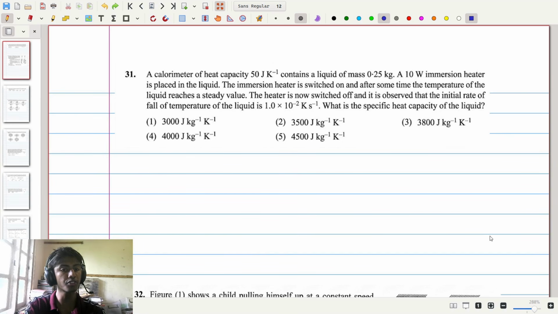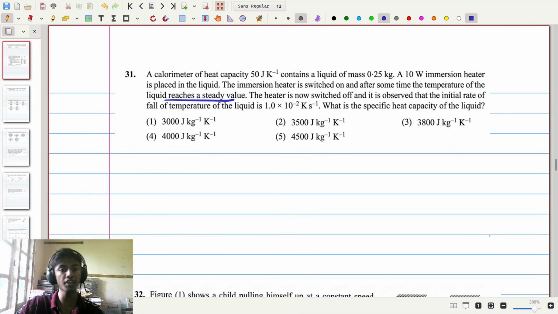Now moving on to the first question, question 31 says, a calorimeter of heat capacity 50 joule per Kelvin contains a liquid of mass 0.25 kilograms. A 10-watt immersion heater is placed into the liquid, the immersion heater is switched on, and after some time, the temperature of the liquid reaches a steady value.